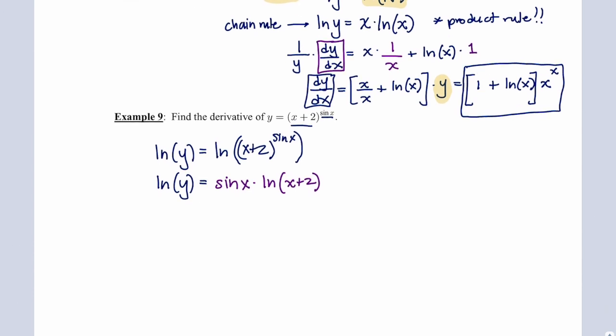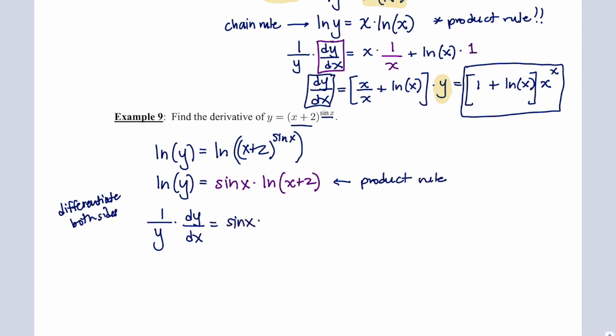And now I differentiate both sides. On the left, I have 1 over y times the derivative of the inside, which would be dy dx. And on the right side, I need the product rule again. So first times the derivative of the second, and for natural log of something, I do 1 over that input times the derivative of the input. And then we want plus the second times the derivative of the first. The derivative of sine of x is cosine of x.